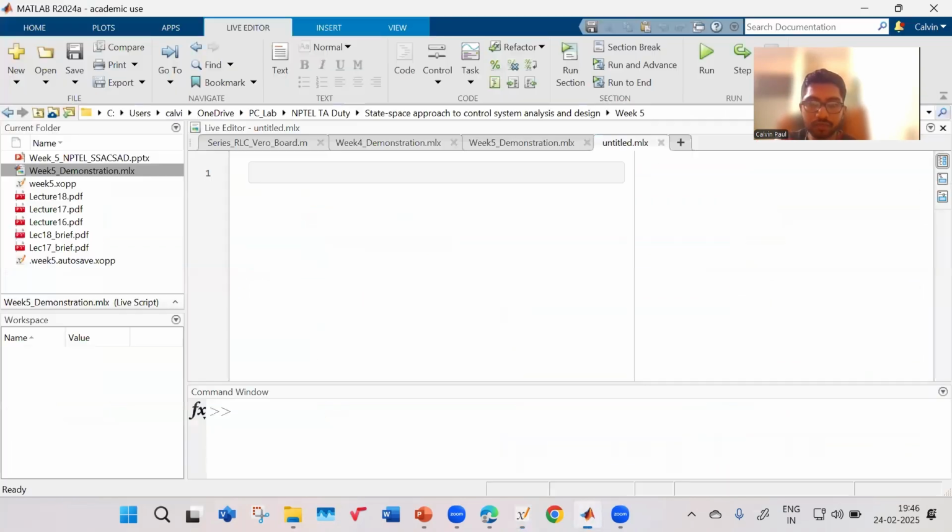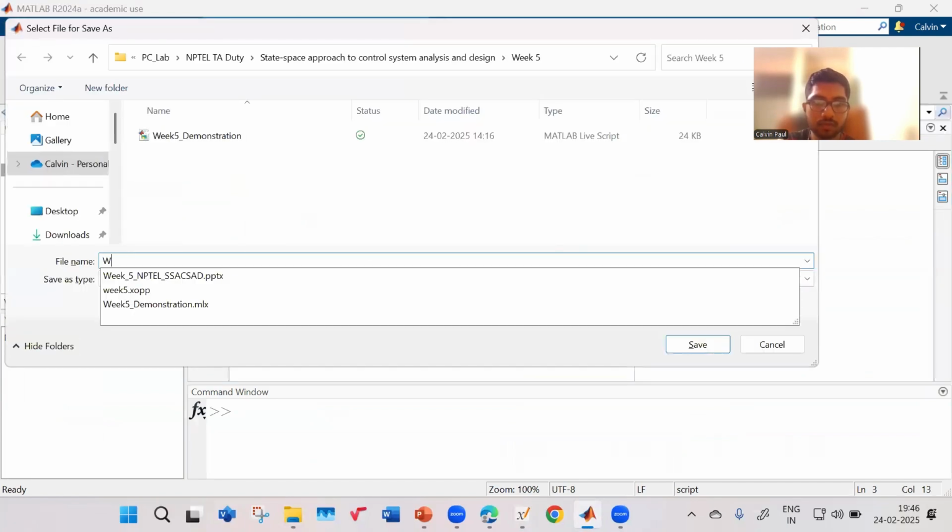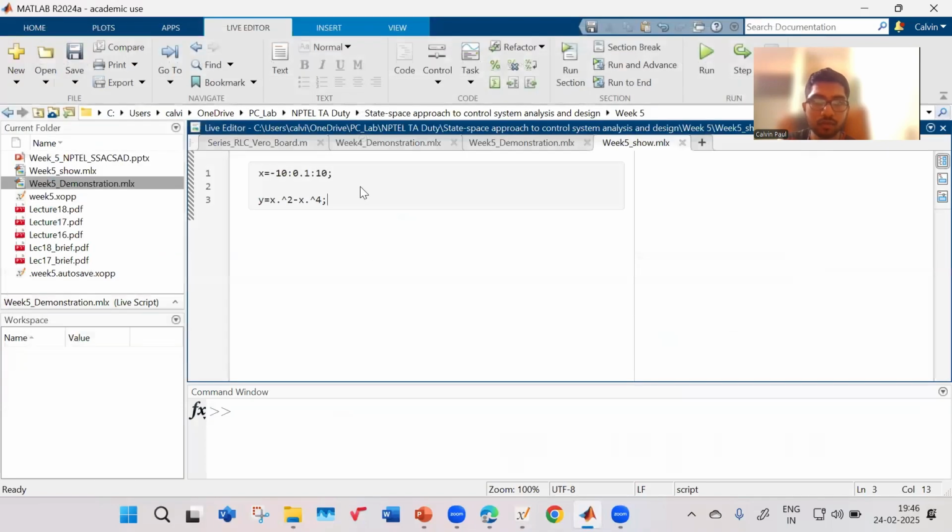So we can do some plotting. This is how x goes. Y equal to x raised to 2, and x raised to 4. Figure 1, plot of x comma y. Run this section.